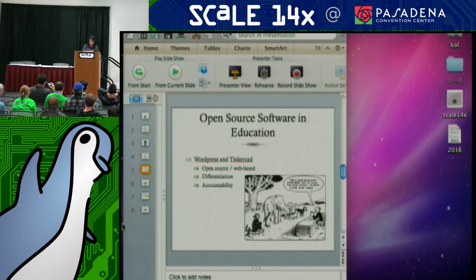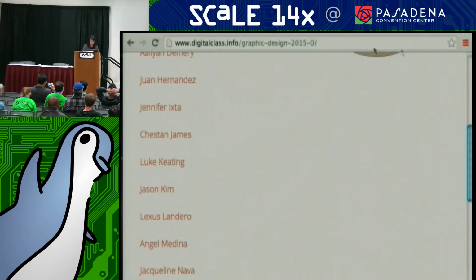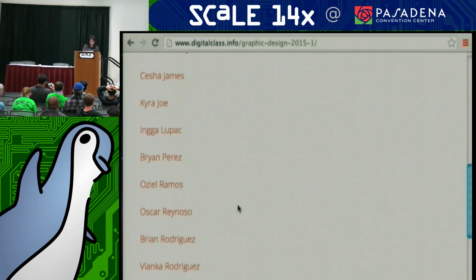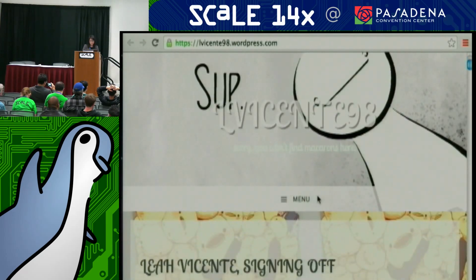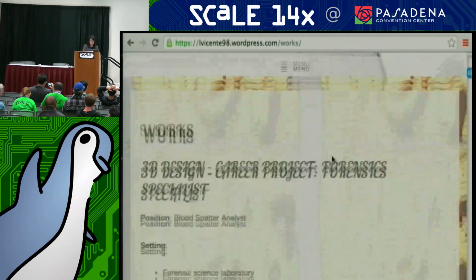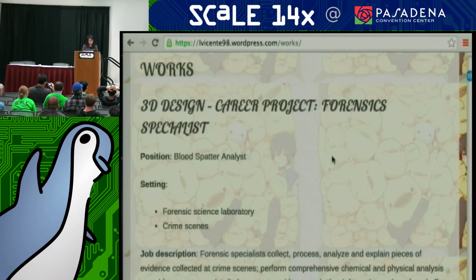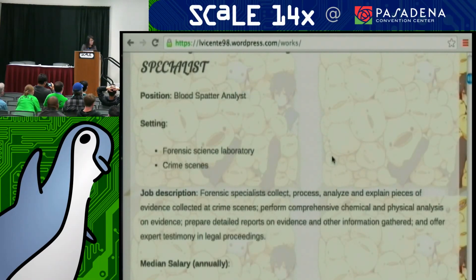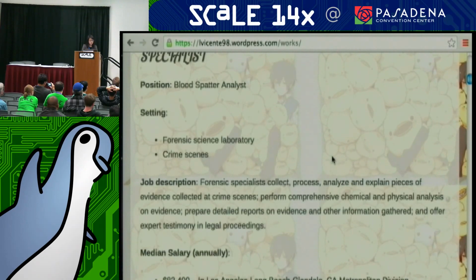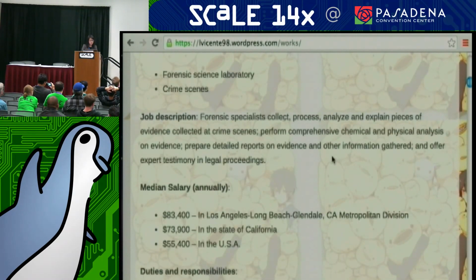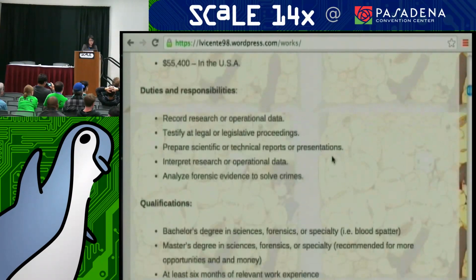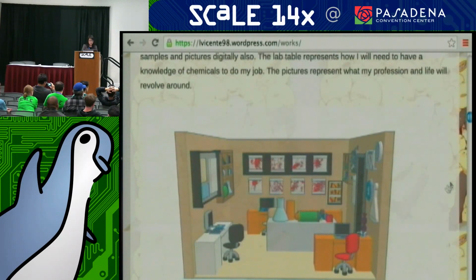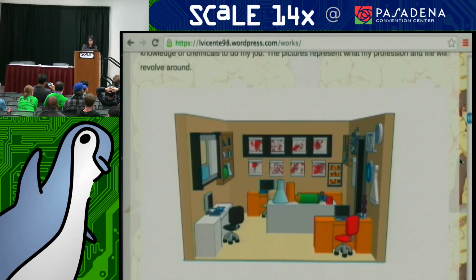So going into the 3D design. So this is Leia's website, and she wants to be a blood spatter analyst in the field of forensics. So in here, for the research portion of it, she researched using the internet, the position, the setting, the job description, the median salary, duties and responsibilities, qualifications, and the reason why she wants to go into this field. And here's her 3D design using Tinkercad.